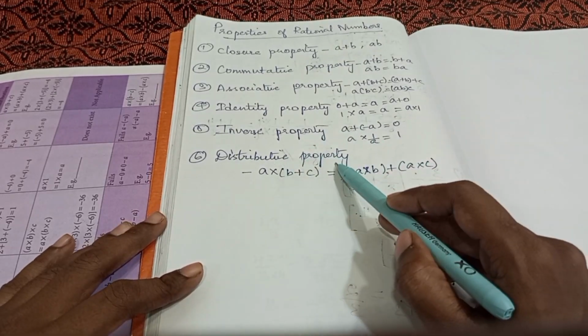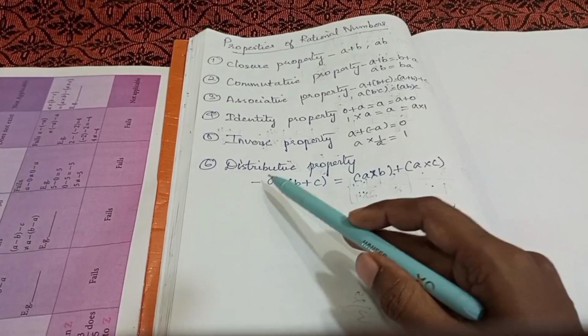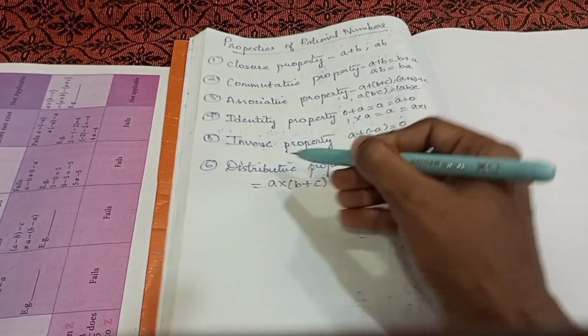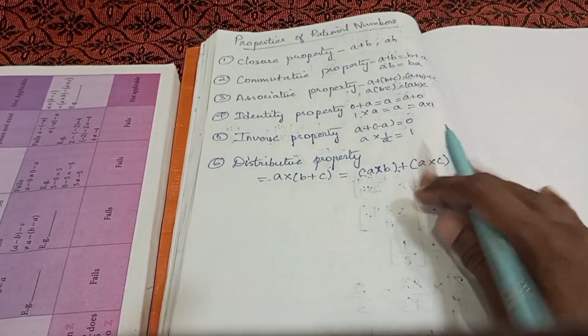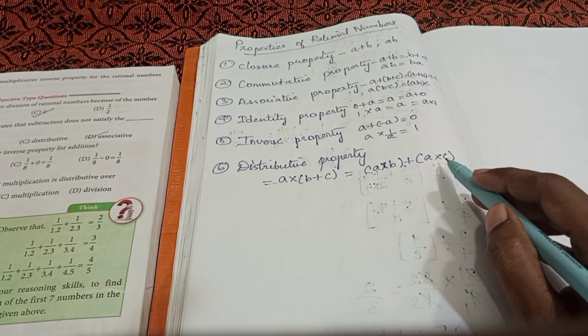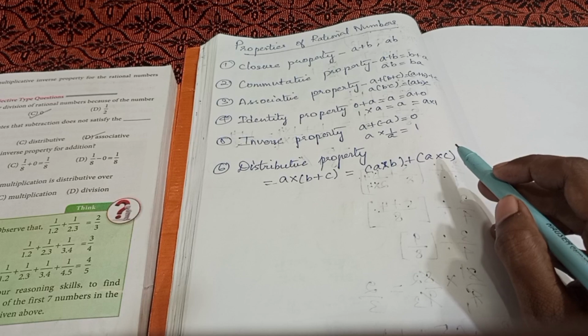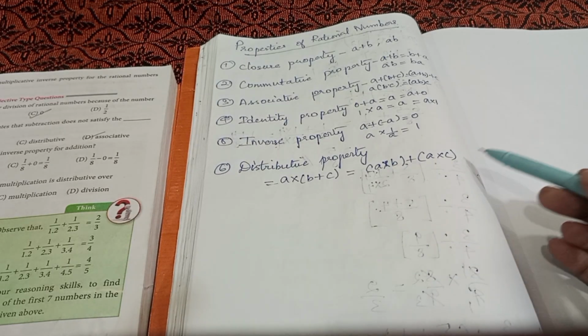Last, distributive property. Distributive property: A into B plus C is equal to A into B plus A into C. This is the last property, distributive property. This is distributive over addition for the collection of rational numbers. You have to verify these.